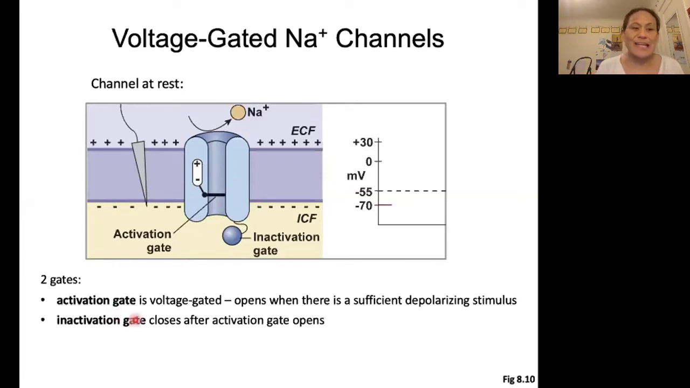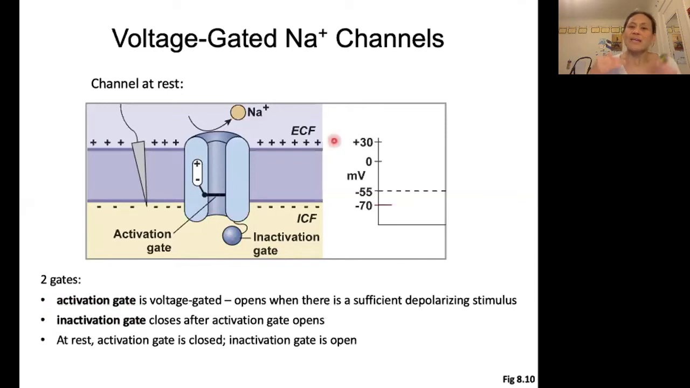Second gate is an inactivation gate, okay? And that's shown here as a little ball, okay? That inactivation gate is voltage independent. It's basically going to close a certain amount of time after the activation gate opens.